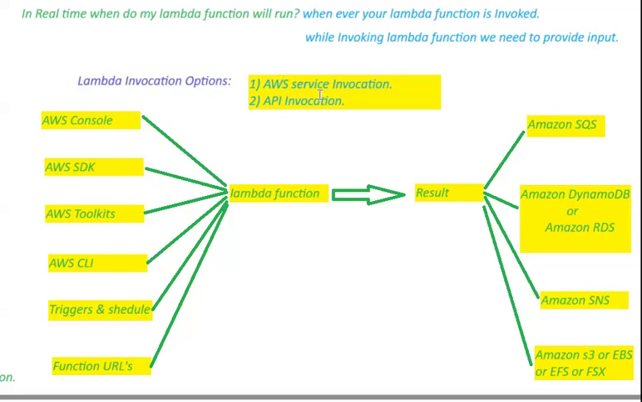If the invocation is an API invocation, then we have to select one invocation technique. API invocations are again classified into three types: synchronous, asynchronous, and stream based, that is, a poll based technique. Among those three, you need to choose any one of the techniques if the invocation happens by using API invocation.